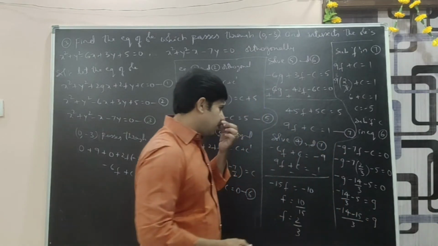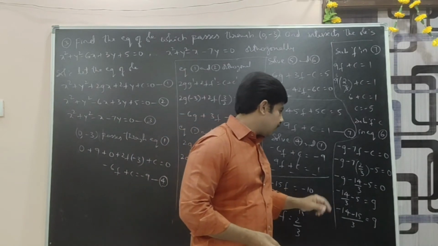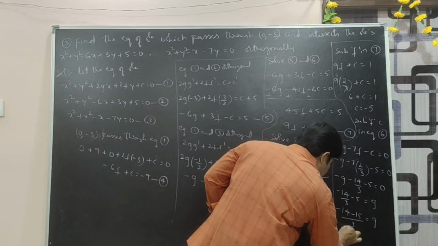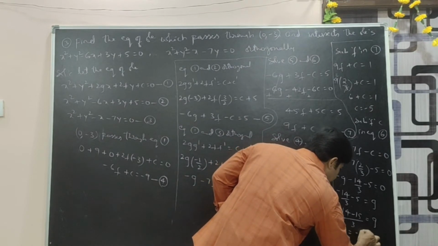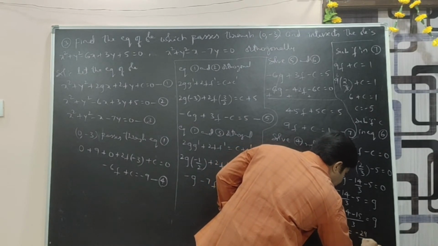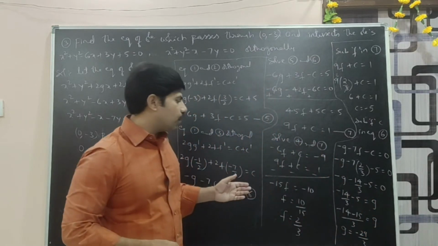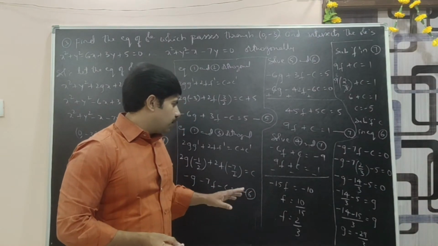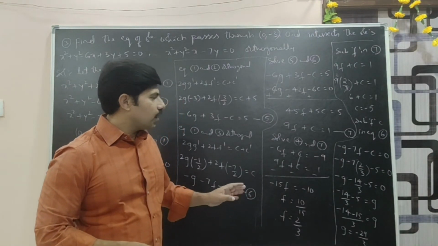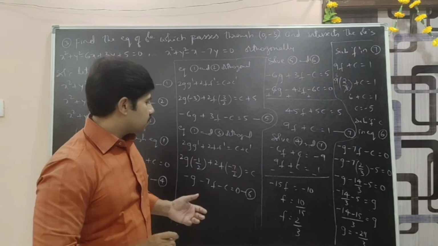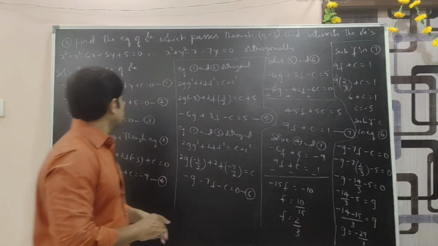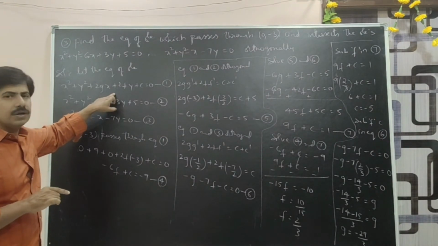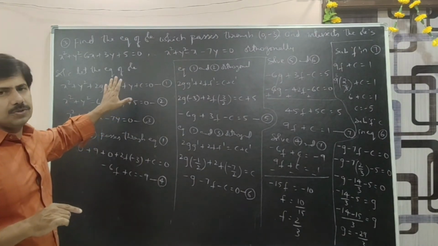So what is g value? Minus 14 minus 15 is minus 29 by 3. So here clearly the value of g is minus 29 by 3. So g value what we got is minus 29 by 3. So after getting the value of c, we got all the values: g value, f value, c value. So what you do is substitute g, f, c in equation 1 and complete the problem. Only substitution is left. Okay.